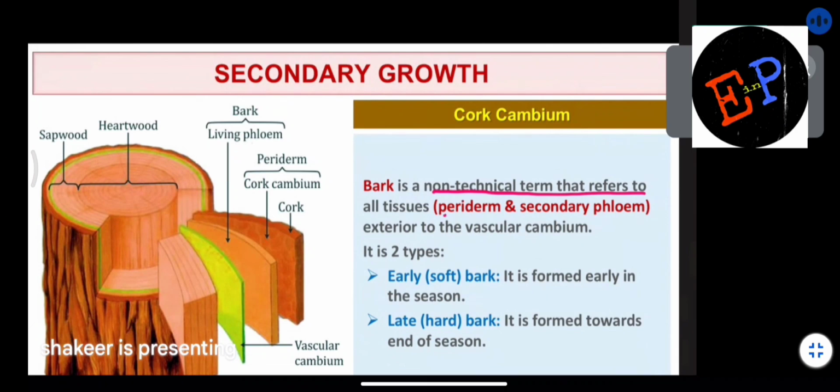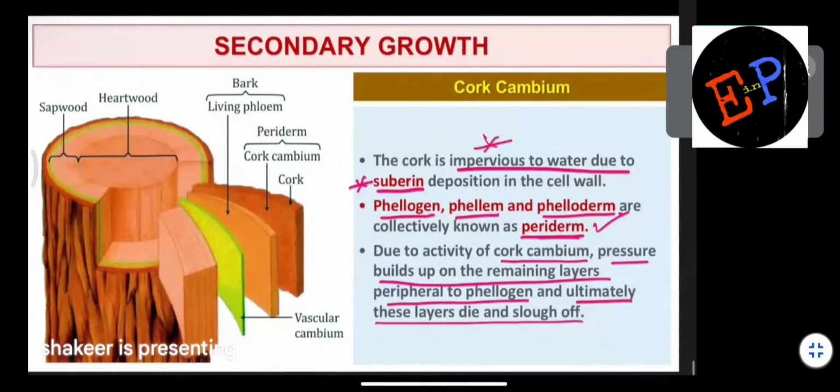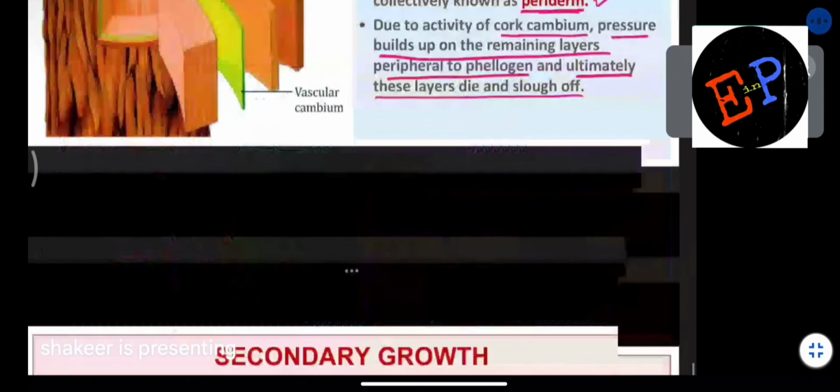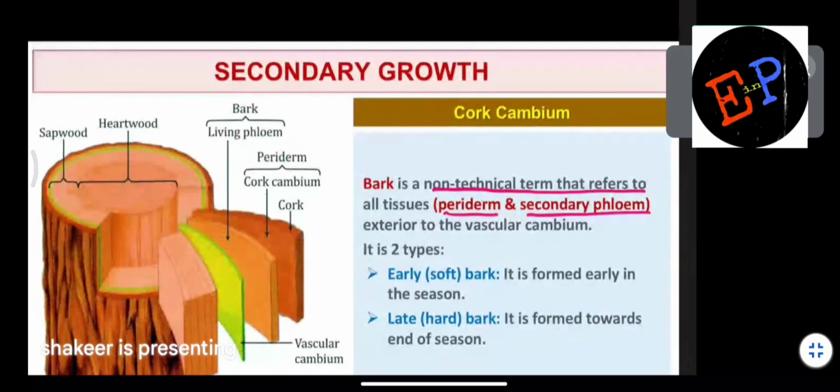Bark is a non-technical term that refers to all tissues exterior to the vascular cambium. Periderm and secondary phloem combined you can call bark. What is meant by periderm we have already studied now: the combination of phellogen, phellem and phelloderm is called periderm. And periderm plus secondary phloem you can call bark.